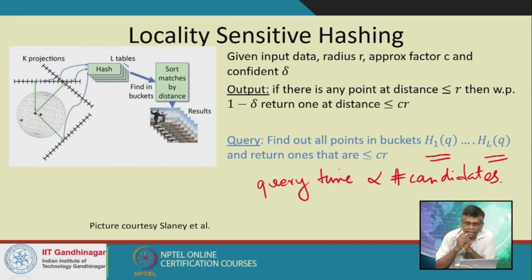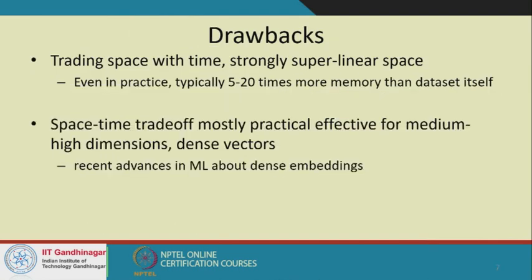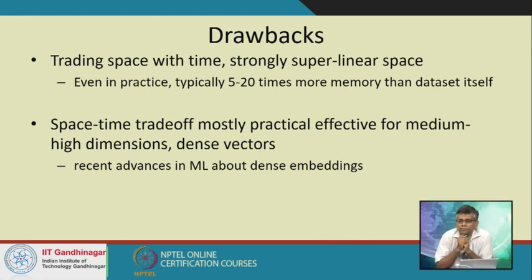And the space of the algorithm is proportional to L, which is the number of hash tables. Our aim is to try to minimize these two. As we saw, there are a number of interesting space-time trade-offs that locality-sensitive hashing does, and more importantly, it gives the first provably sublinear query time algorithm for approximate nearest neighbors.